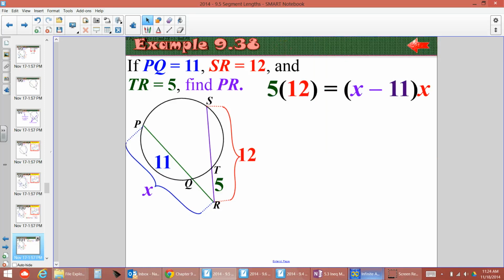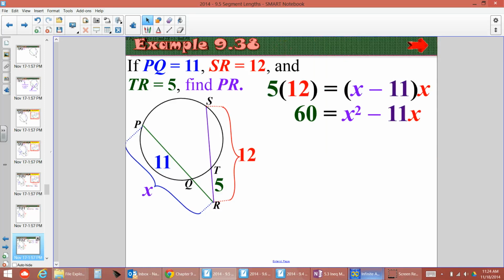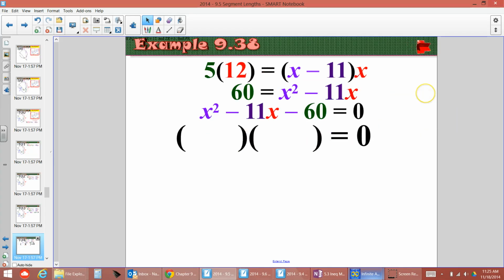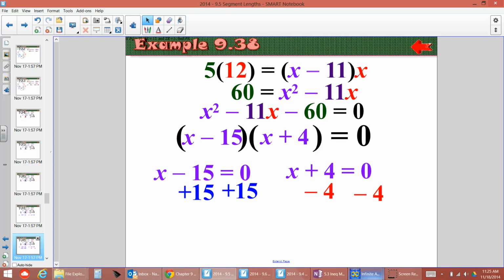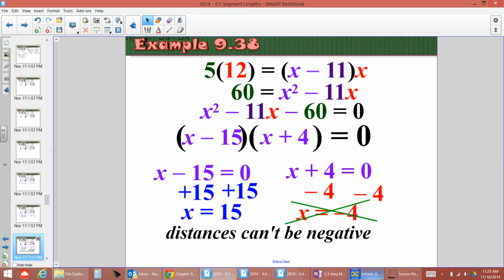When this happens, I have to distribute my x in. I have to solve for x, get it equal to 0. That's how I use my quadratic formula. So I get x squared minus 11x minus 60 equals 0. When I try and factor this, I end up with x's in the front and a 15 and 4 in the back. So I solve for this and I end up with x equals 15 and x equals negative 4. But a distance can't be negative. So that's not an option. So my answer is x equals 15.